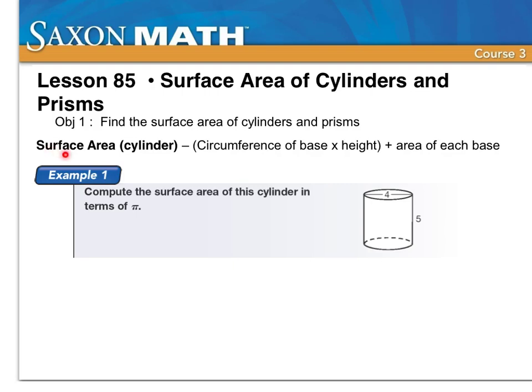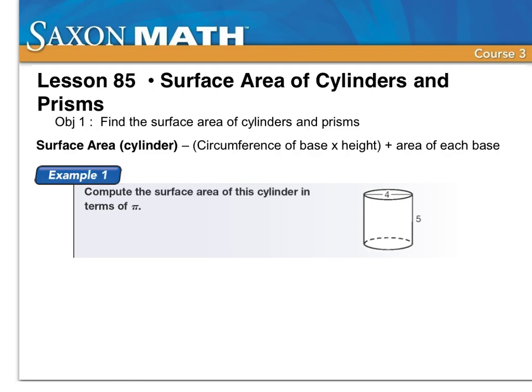Here's your formula for the surface area of a cylinder. We're going to take the circumference of the base and multiply it by the height of the cylinder, and then add in the area of each base. Okay, and example 1 says to compute the surface area of the cylinder in terms of pi.